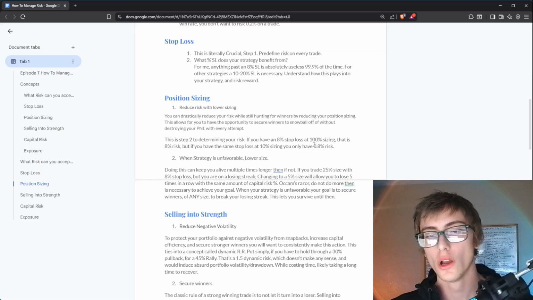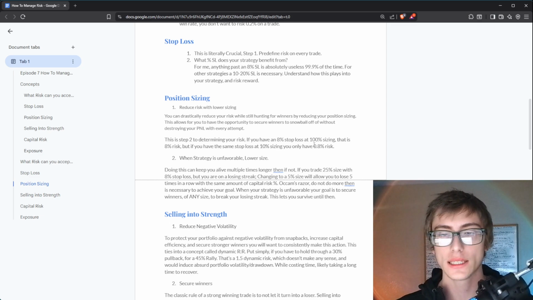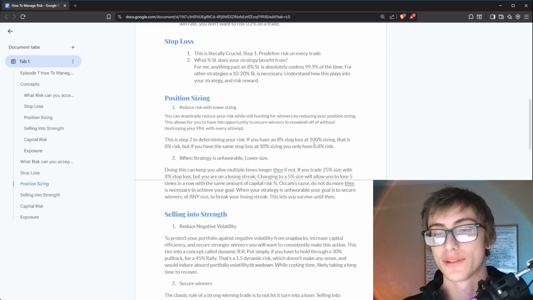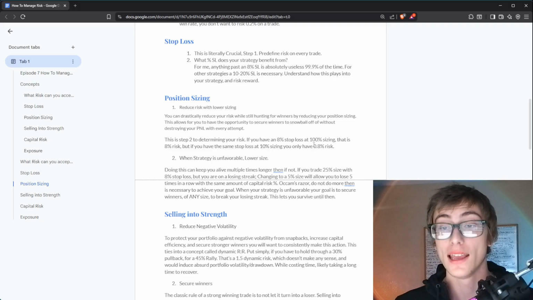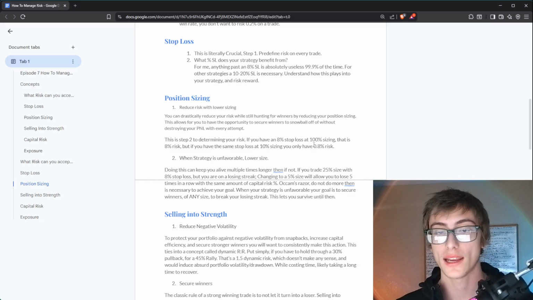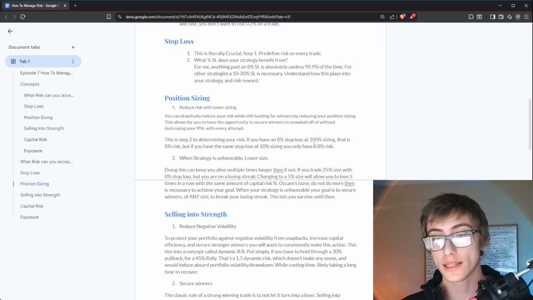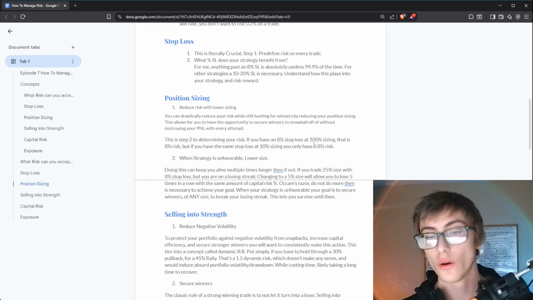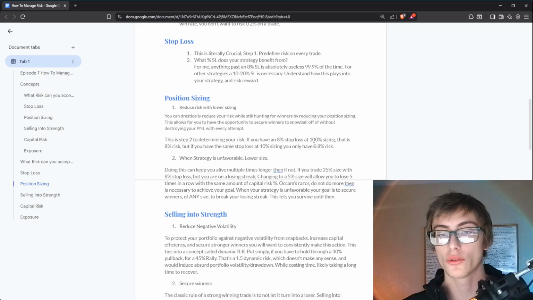Now, point number two, when strategy is unfavorable, lower size. Doing this will keep you alive multiple times longer than if not. If you trade 25% size with an 8% stop loss, but you're on a losing streak, changing to a 5% size will allow you to lose 5 times in a row with the same amount of capital risk percentage.